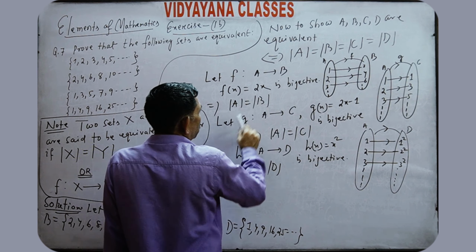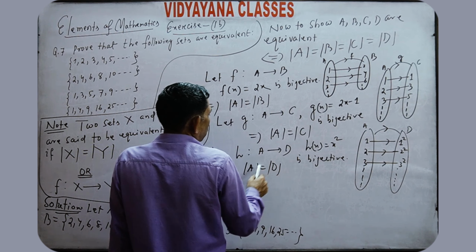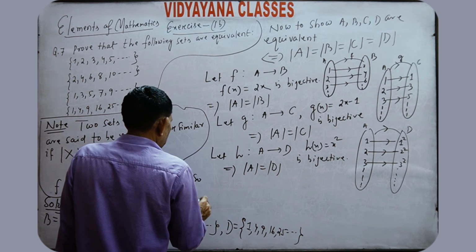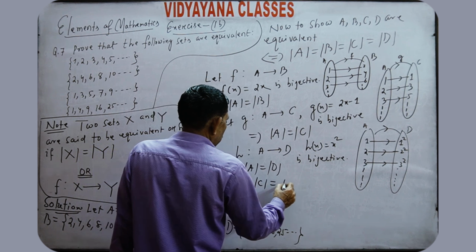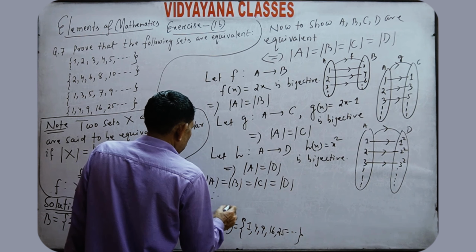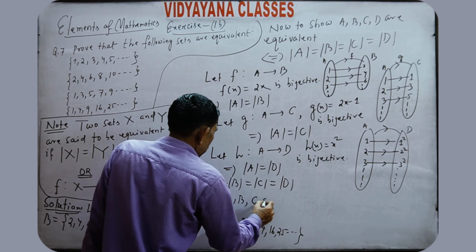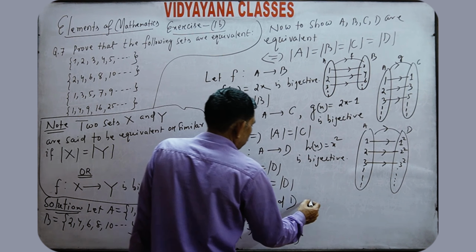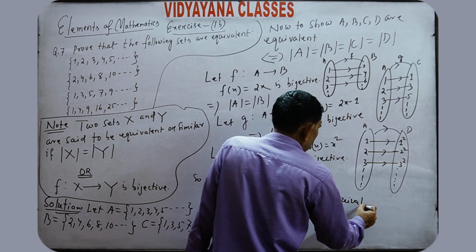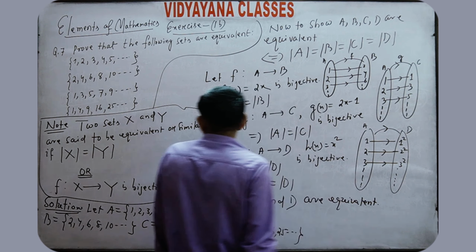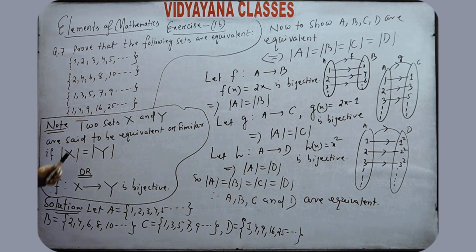Now we have |A| is equal to |B|, |A| is equal to |C|, |A| is equal to |D|. So |A| is equal to |B| is equal to |C| is equal to |D|. Therefore, A, B, C and D are equivalent. Clear? Two sets are equivalent or similar if they have the same number of elements. That means |X| is equal to |Y|, with f from X to Y bijective.